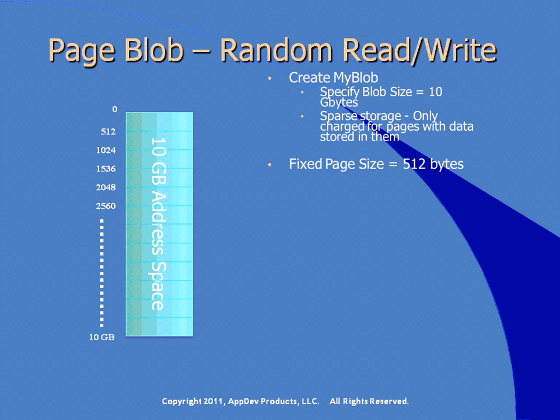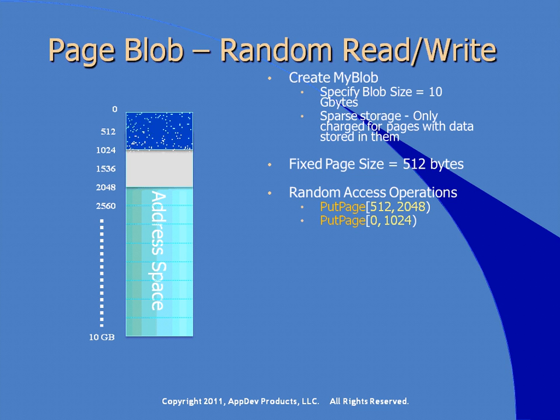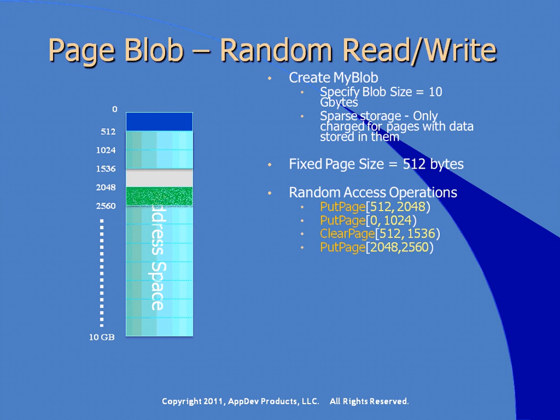Page blobs are fixed page sizes of 512 bytes, and you can use random access operations, meaning I can say put blob and specify from 512 to 248. I can then put another range from 0 to 1024. I can then clear the page from 512 to 1536. And I can put another page from 2048 to 2560. This means I have random access operations. I'm not stuck to putting pages in a specific order.